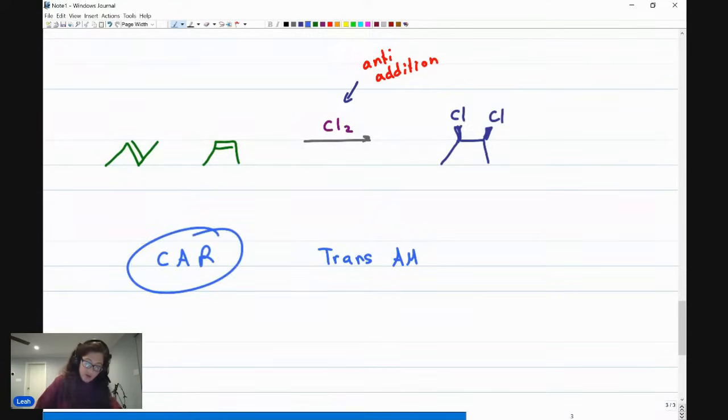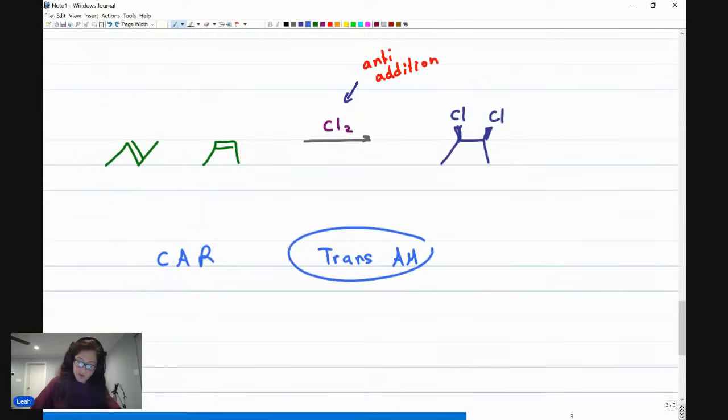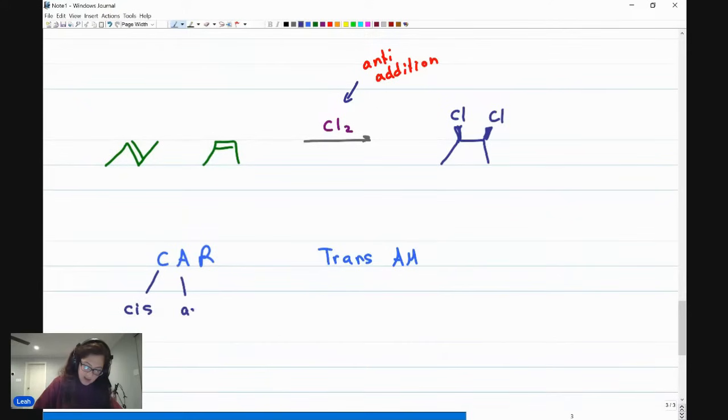I used to teach the car trick, and then one of my students named Russell told me about the Trans Am, and the whole shortcut just fell into place. And this is what I want you to memorize. CAR stands for cis, anti, racemic. And the Trans Am tells us that if it's trans, anti, it will be meso.